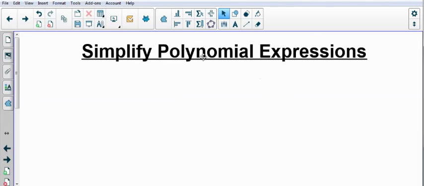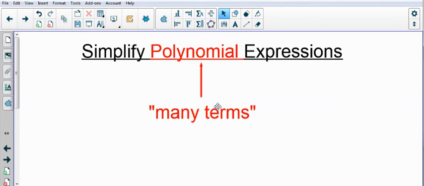Well, nomial sounds like name, right? Names, and that's what it is, names. Like the name for a tree is tree, but you could also say the term. The term for a tree is tree. The name, the term. So nomial means terms, or names, terms. So poly means many. So together, many terms. That's what polynomial means, is many terms.